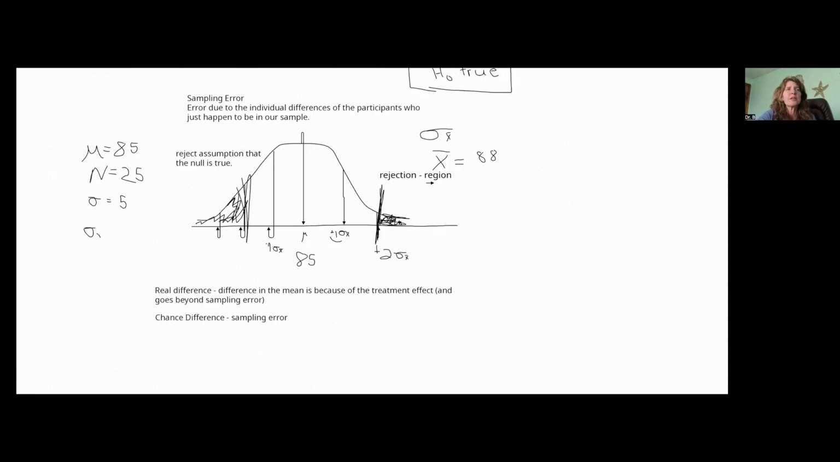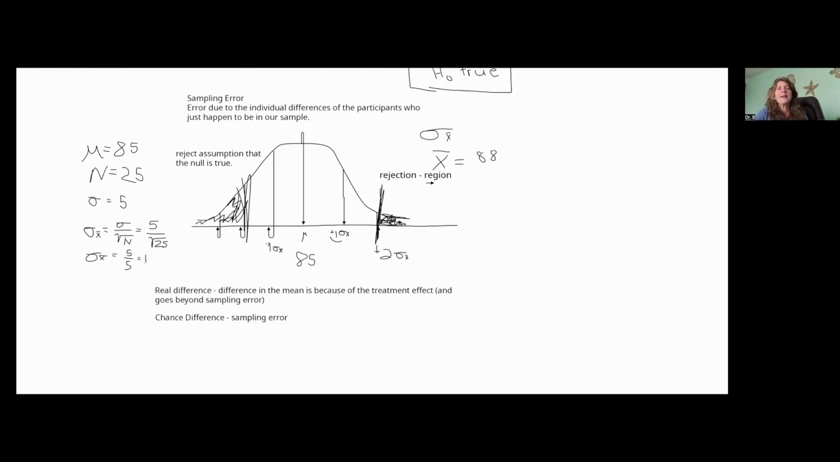And so in order to get everything that's going on here, we need to calculate the standard error. And the formula for the standard error is sigma, which we know is 5, divided by the square root of n, which we know is 25. And so that gives us 5 divided by the square root of 25. The square root of 25 is 5. Thus, the standard error ends up being 5 divided by 5, which gives us 1.